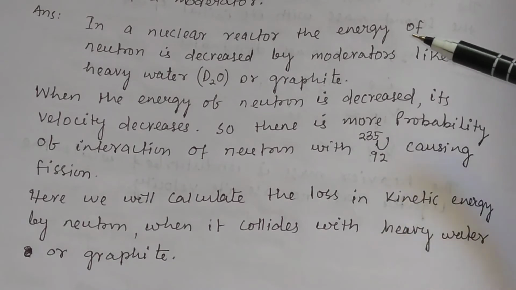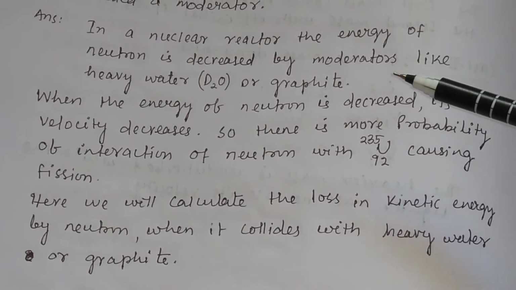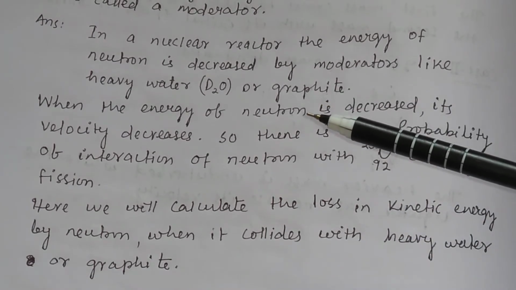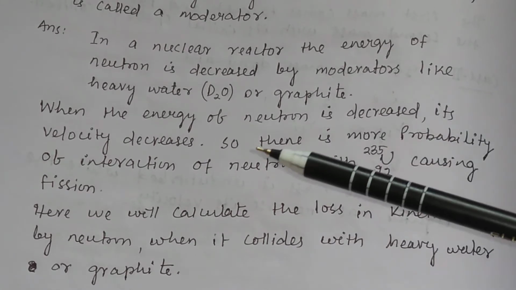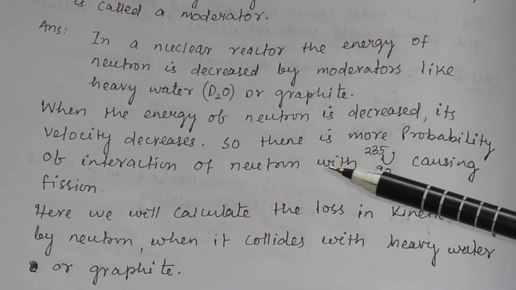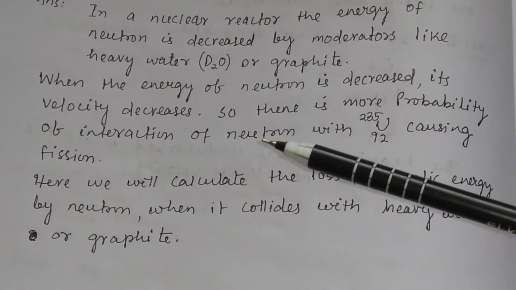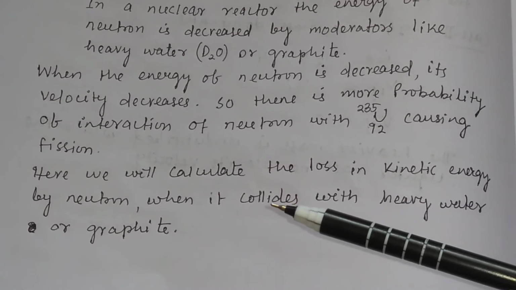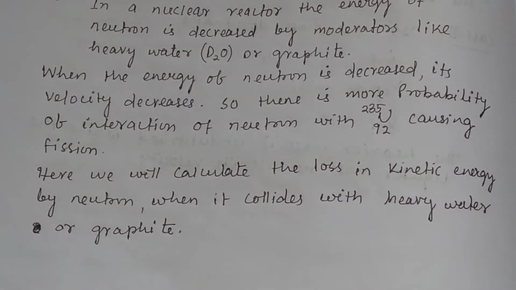So in a nuclear reactor, the energy of the neutron is decreased by moderators like heavy water or graphite. When the energy of the neutron is decreased, its velocity decreases. So there is more probability of interaction of the neutron with uranium, causing fission. Here we will calculate the loss in kinetic energy by the neutron when it collides with heavy water or graphite.